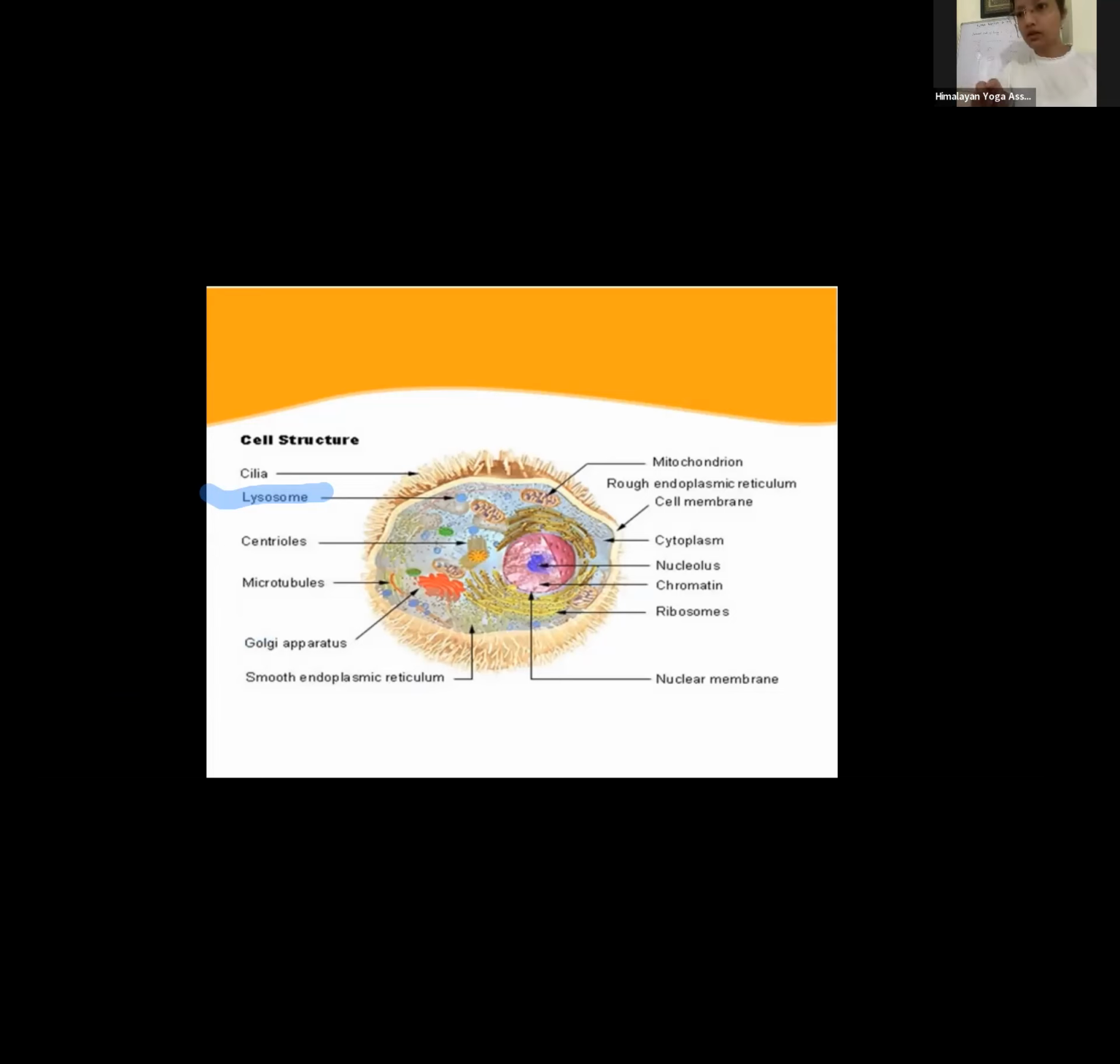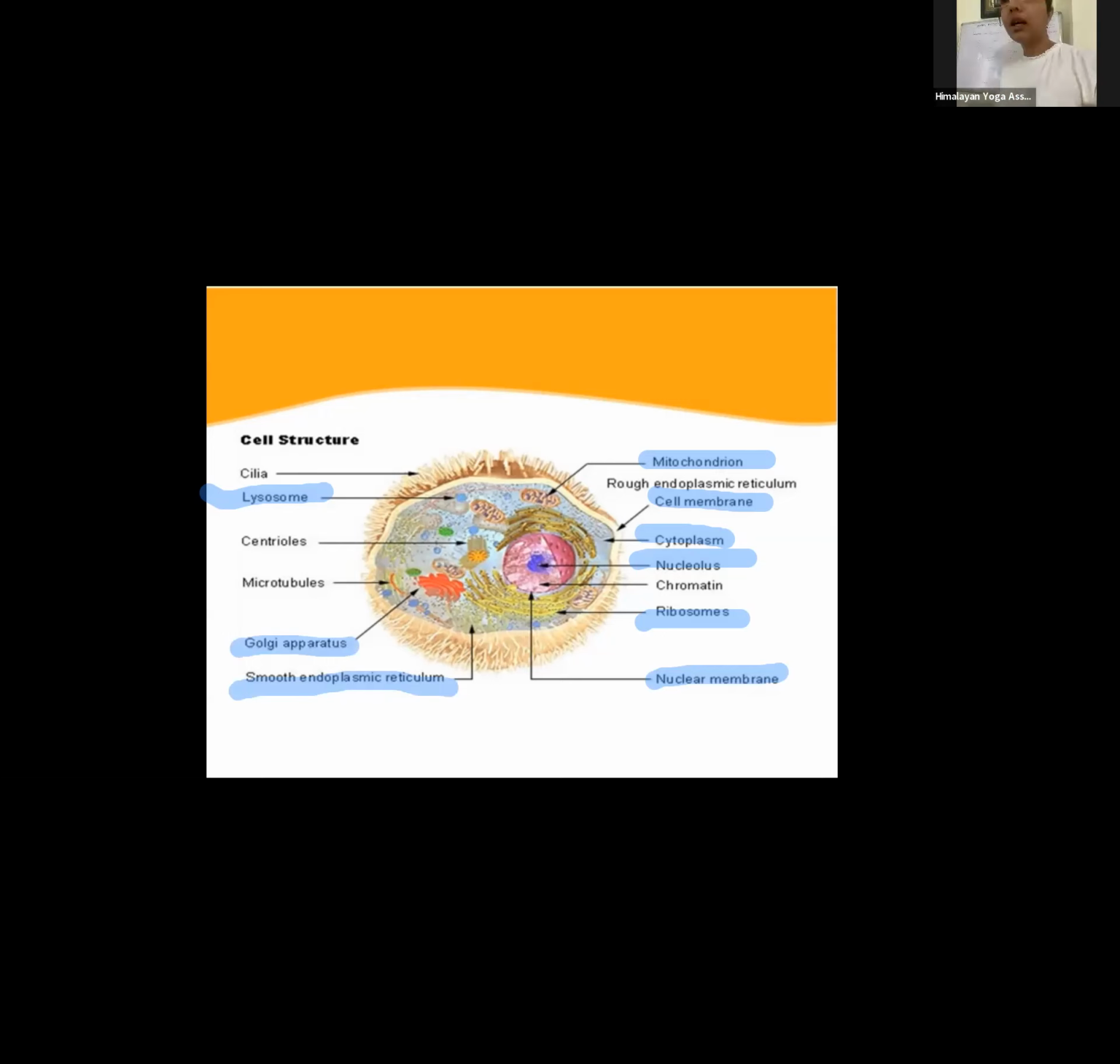Here we have lysosomes, then we have nucleus, cytoplasm, cell membrane, mitochondria, ribosomes, nuclear membrane. Okay, all these are of importance. Okay, so what are these lysosomes?